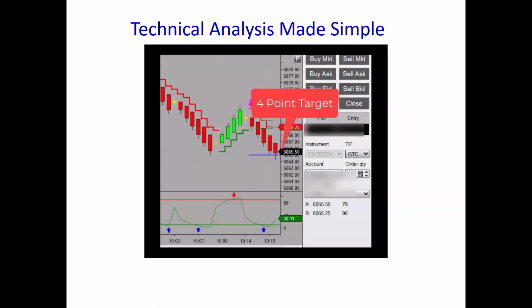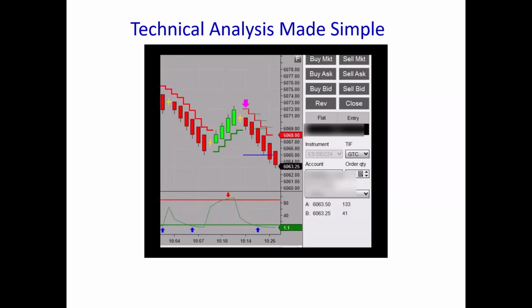At first trade, we came down and hit our 4-point target. So now we're just waiting for the next target. This is trading the E-mini, the ES contract. All right, so we hit that first target, and I'm just waiting for the next signal.